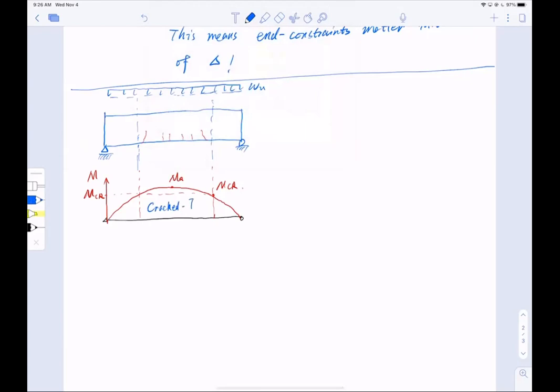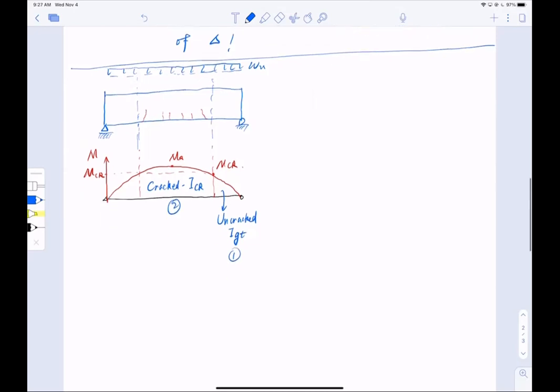And we have to use I cr. Remember, we have to use I cr. On the outside, this is uncracked, and we have to use I g. This is the reason that we have to consider both segments. One is in stage 1, and this is in stage 2.